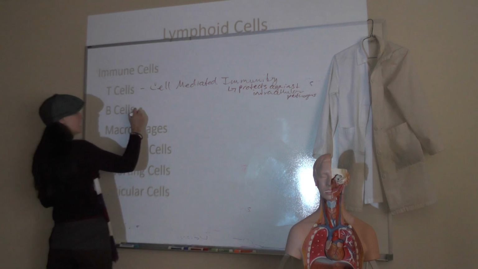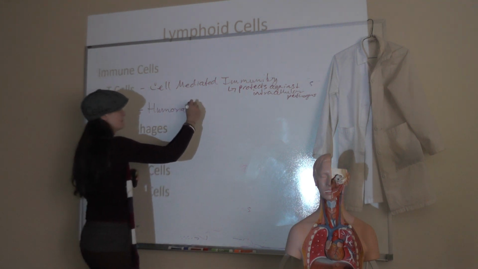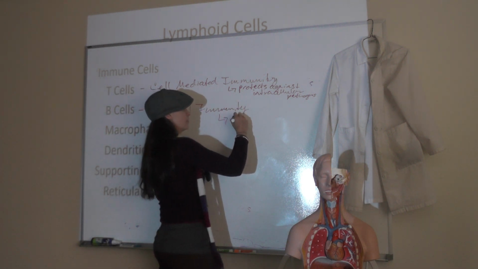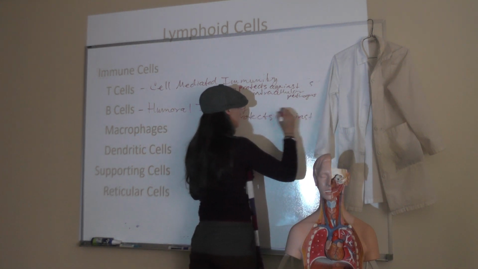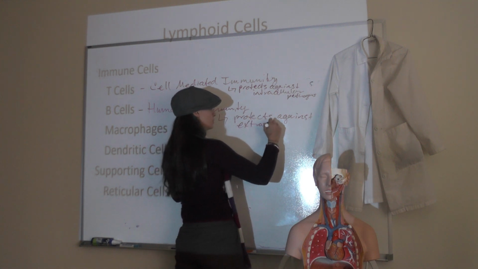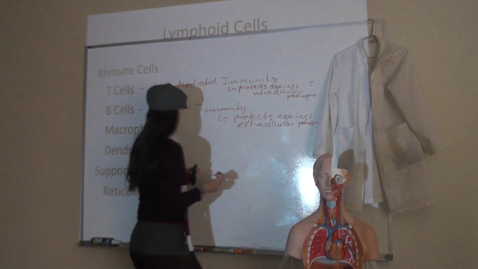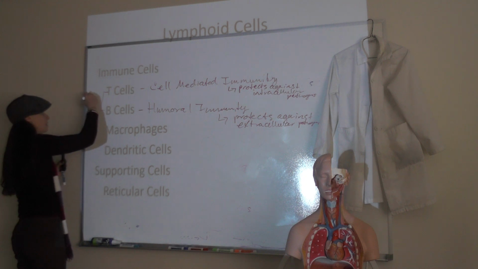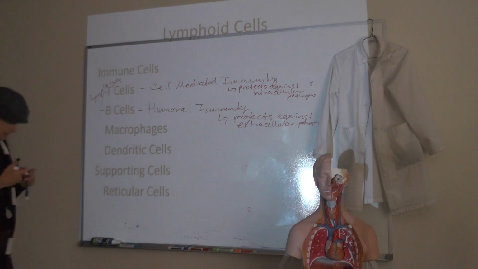And then we have B cells. These are lymphocytes that are involved in what's called humoral immunity, and humoral immunity protects against extracellular pathogens. So these are the lymphocytes that are the specific cells we've talked about when we talked about blood and things. These are involved in specific immunity.